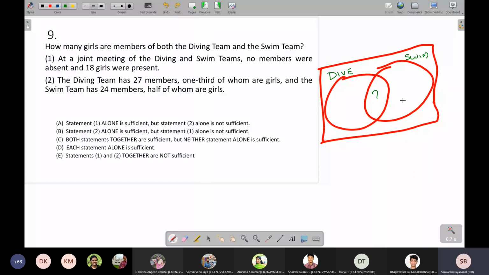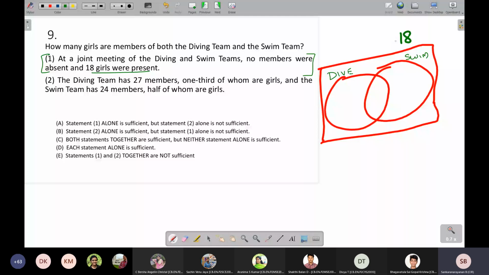So for answering this question, you should have an idea about the total number of girls and the number associated with the diving and the swimming. Let us consider the first input. At a joint meeting of the diving team and swimming teams, no members were absent and 18 girls were present. With statement 1 alone, you get only one input: the total number of girls under consideration is equal to 18.